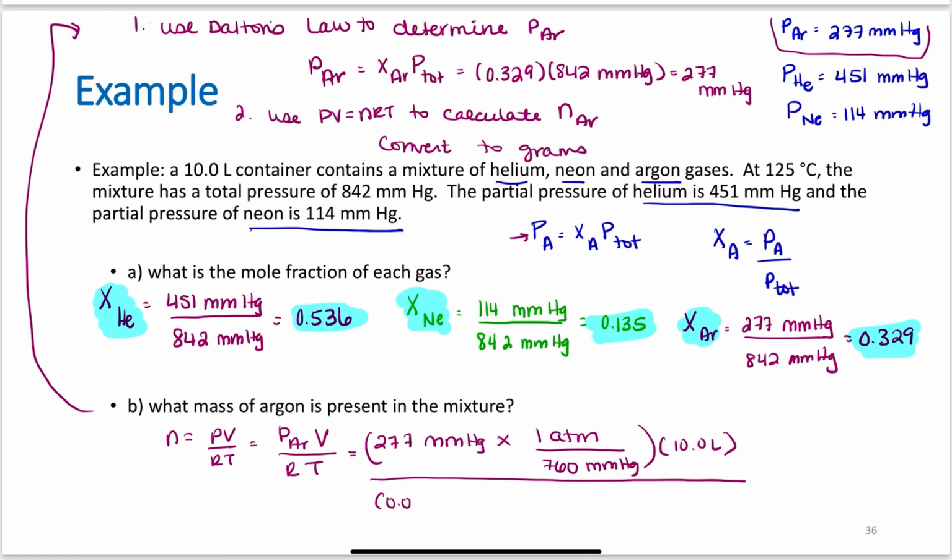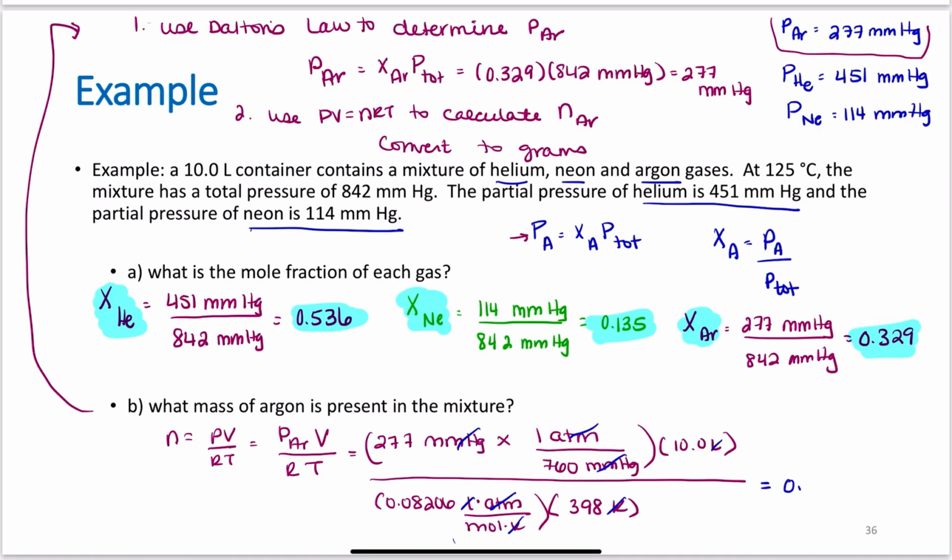I know my gas constant, 0.08206 liter atmosphere per mole K. And the temperature is listed in the question as 125 degrees C. I need to go ahead and convert that to Kelvin. That would be 398 Kelvin. Make sure units are canceling. Kelvins have canceled. Atmospheres have canceled. Millimeters of mercury have canceled. Liters have canceled. I've got moles in the denominator for the denominator, which makes it my numerator.